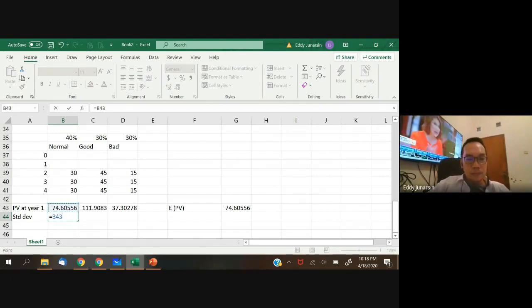So the first one, let me make sure, right? The first one minus the average. Oh, maybe we can do it this way. So the first cell is this one, the first present value from the normal scenario minus the average value, and then we square it. Right, we square it and then times its probability. Okay, so one more time. The first present value minus the weighted average or the expected present value, right? And then we square it and then we times the probability, right? And we do the same thing here.